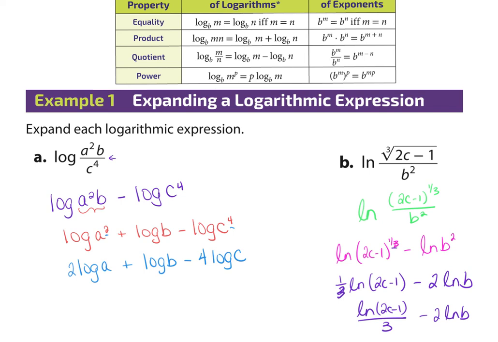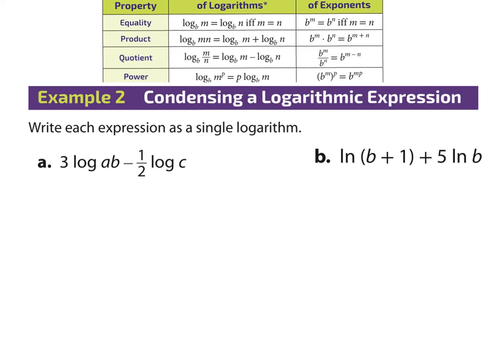And I will take it either way. You don't have to put it as a denominator. But sometimes when you're condensing, they will start out this way, and you need to recognize that that's just a 1/3 in front, which just means a root, okay? So for condensing, we're going to use these same rules for condensing.